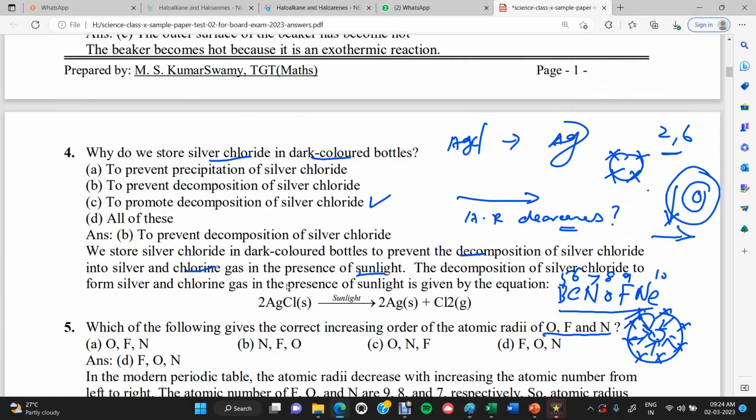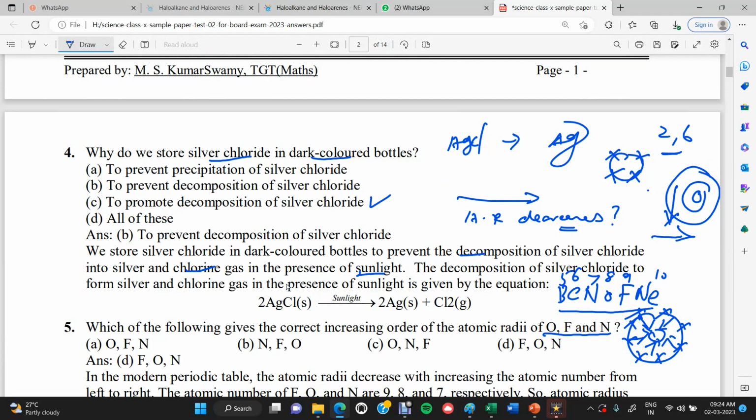Which of the following gives a correct increasing order of atomic radius of oxygen, fluorine, and nitrogen? Now tell me which is the increasing order. Increasing order means small to higher. Which is having the lowest atomic radius here? Check it out. Which is having the highest atomic number here? No, this is nitrogen. This is oxygen. This is fluorine. Yes, 9. So this should be the first. Right? And then second one? Oxygen, 8. And then? So here you find out the right answer.